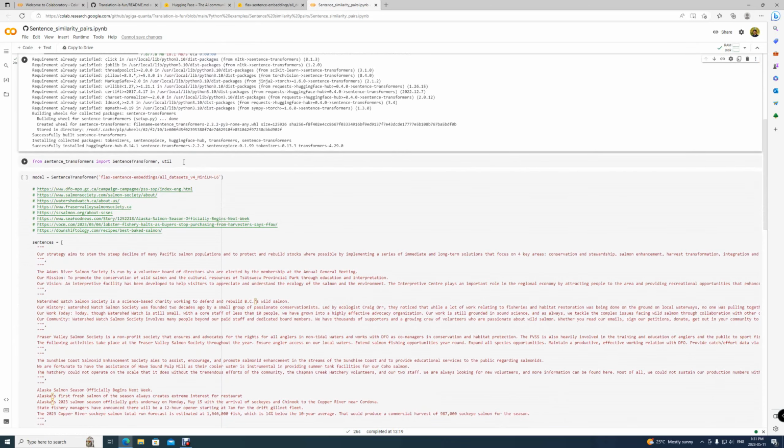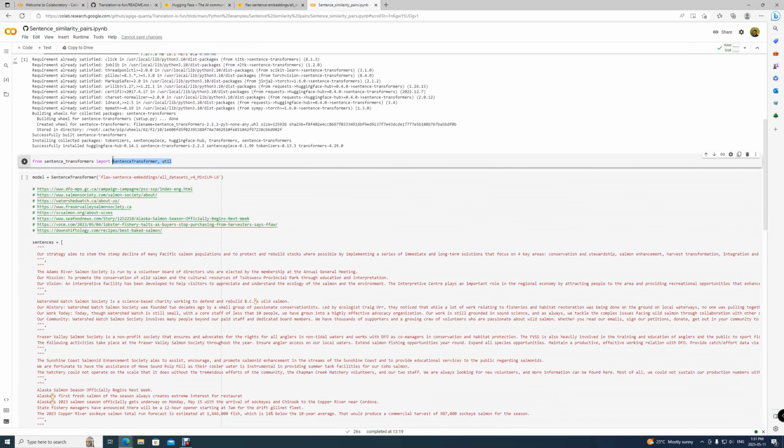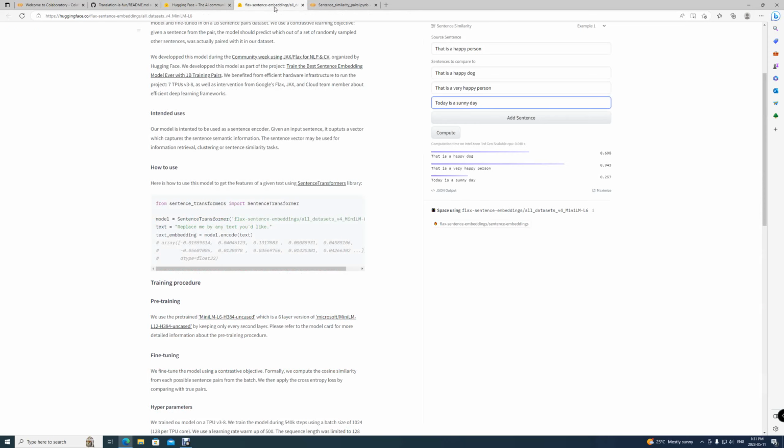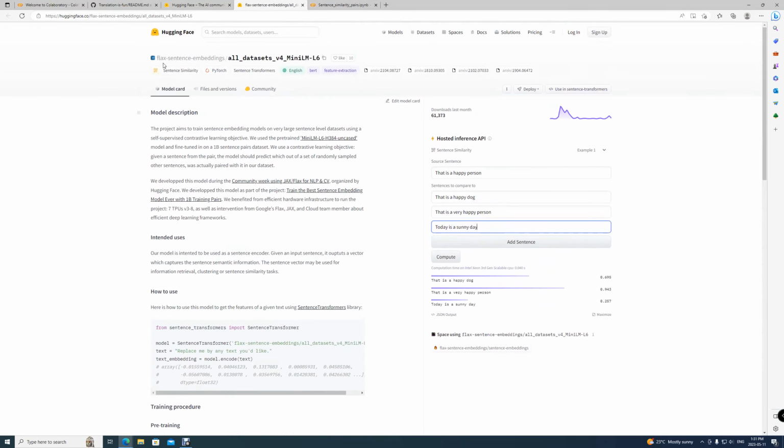After running that, we'll be importing two very important libraries from them: SentenceTransformer and util. We now define our model to be SentenceTransformer. We take the name flax-sentence-embedding, old dataset, version 4 miniLM-L6. In case you're wondering, that is the name initially from here.